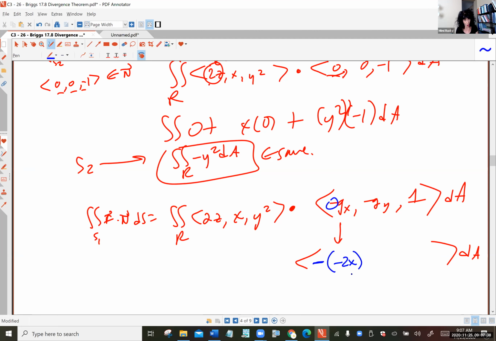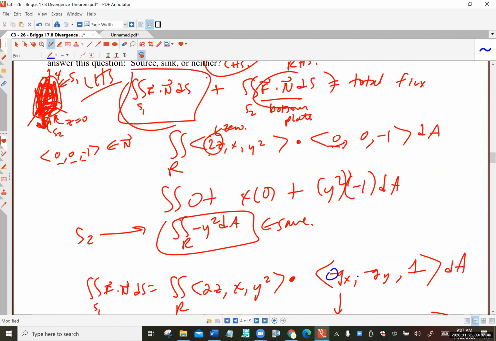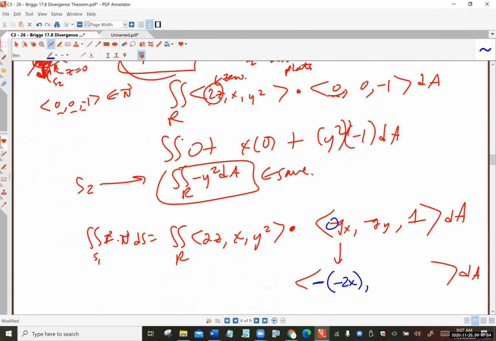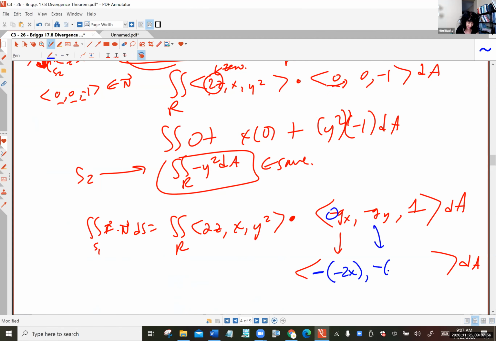Does that always happen? No. But in this case, it did. So, minus, minus, what does that turn into, people? Positive 2x. And then the negative gy, well, let's first get gy. What is the partial of 4 minus x squared minus y squared? Negative 2y. So you're going to go negative, negative, and then the 1 just stays a 1.